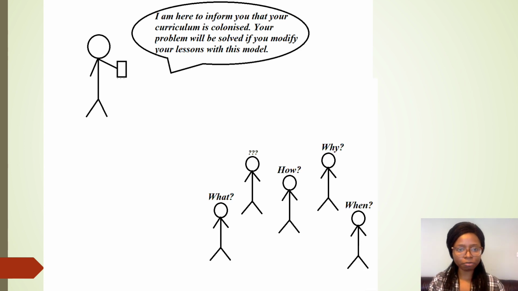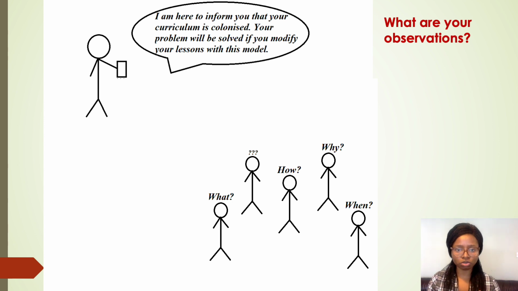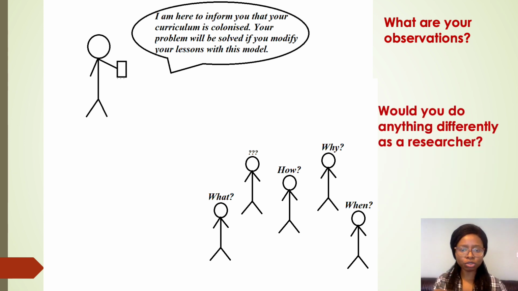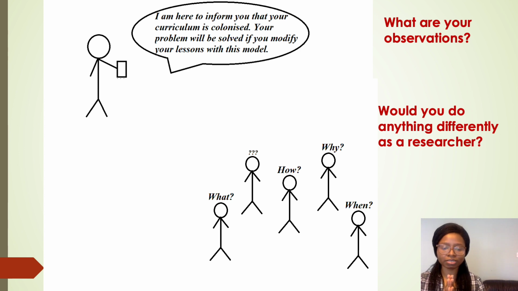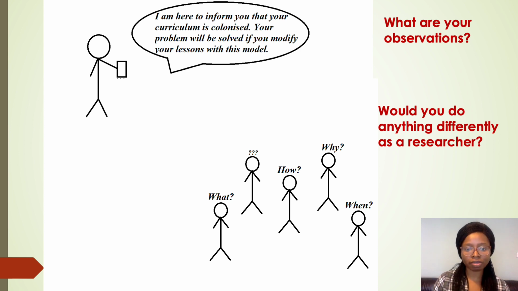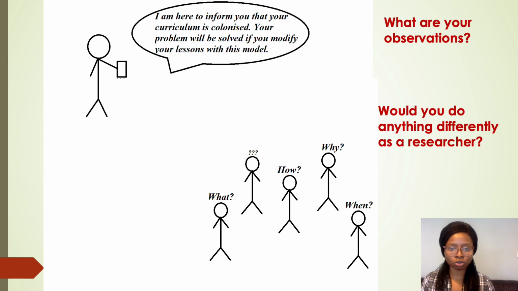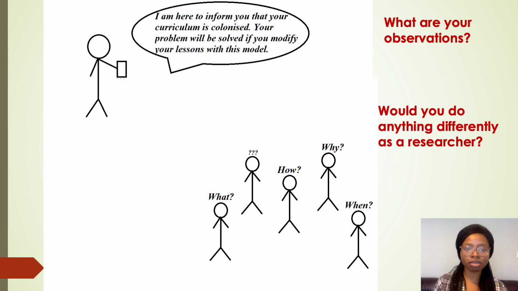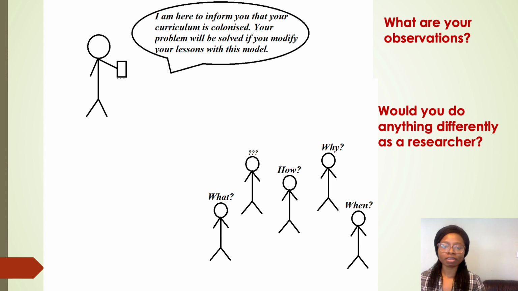Now, from your observation of this situation, what do you think is going on? What are your observations about John's approach? And would you do anything differently as a researcher? You can pause the video here to think about these questions and try to answer them and think about what you would do differently if there's anything you feel John could have done differently.